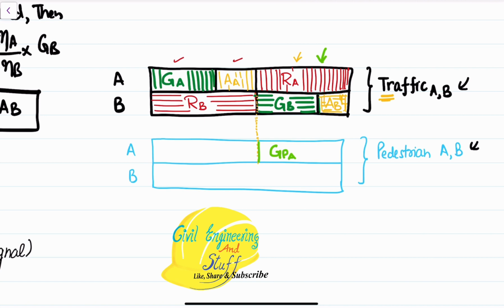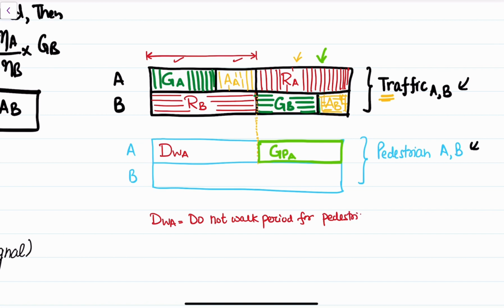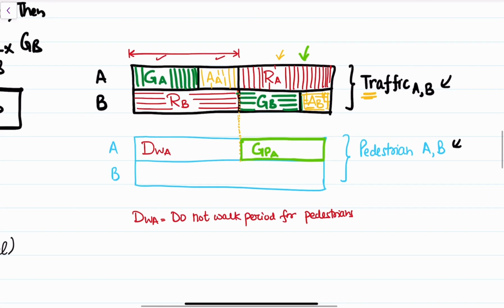Right? We will have GPA, the green time. And during this time frame, when we have green and amber, that is when the vehicles are moving in road A, we will have what we call the do not walk interval at road A. DWA is the do not walk period, for pedestrians. So when the vehicles are moving in road A, this will be the do not walk period for the pedestrians in road A. I hope it is clear to you all.